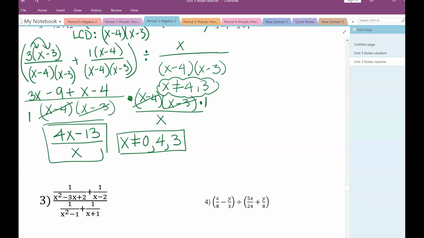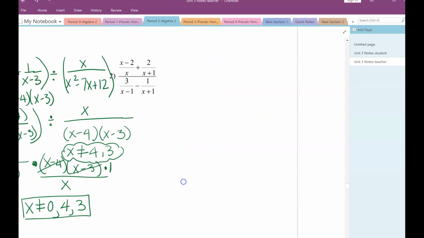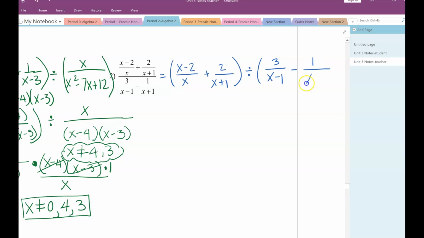All right, example 2, last question of today, okay? Step 1, what should we do? Rewrite it horizontally, okay? So let's do that. So we are going to do x minus 2 over x plus 2 over x plus 1. That's one big, ginormous piece that we need to rewrite horizontally. Second, we're going to do 3 over x minus 1, subtract 1 over x plus 1.